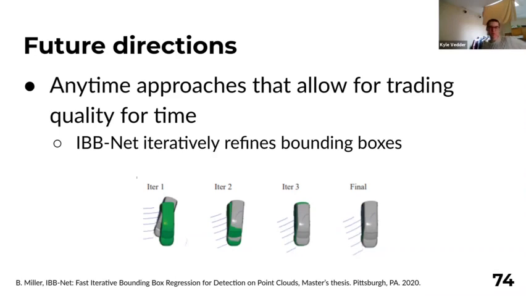So there's some early work on making these sort of anytime algorithms, right? This was a master's thesis out of CMU, where you essentially use an RPN in order to detect a broad area that has an object in it, and then you do iterative refinement using a PointNet.